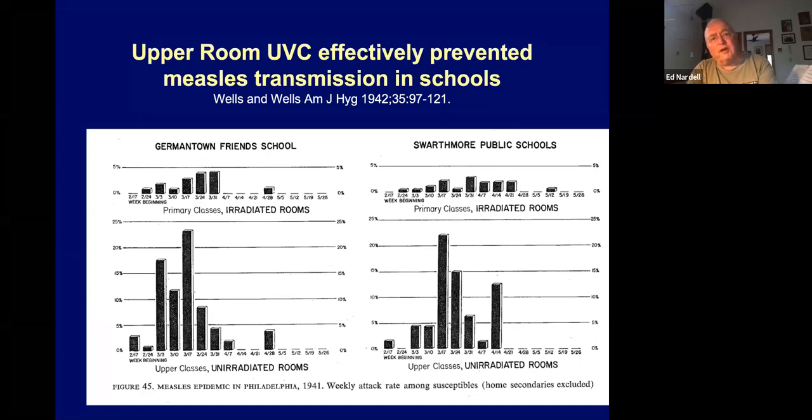And this was a controlled study done in 1942. In the lower classes, where the kids are more vulnerable to measles because there was no vaccine at the time, they put UV. And in the upper classes, where many of the kids had already had measles, so they were immune, they were the controls. And you can see what happened in both schools over this period of time from February to May. There was much less measles in the classrooms that had upper room germicidal UV. And again, this is a virus that is much more infectious than COVID-19.